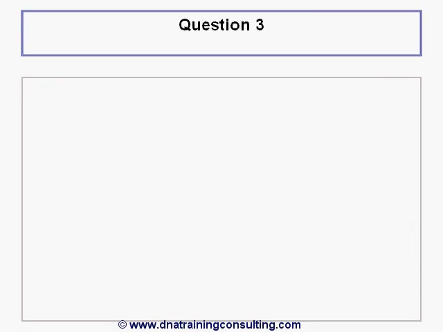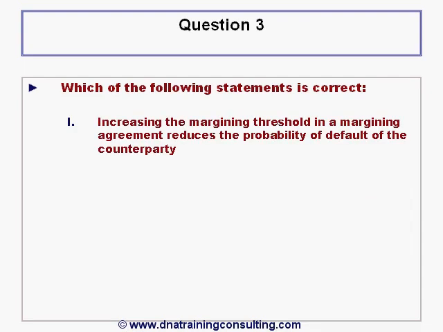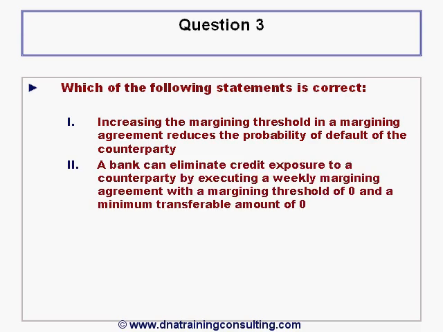Question 3. Which of the following statements is correct? Increasing the margining threshold in a margining agreement reduces the probability of default of the counterparty. A bank can eliminate credit exposure to a counterparty by executing a weekly margining agreement with a margining threshold of 0 and a minimum transferable amount of 0.